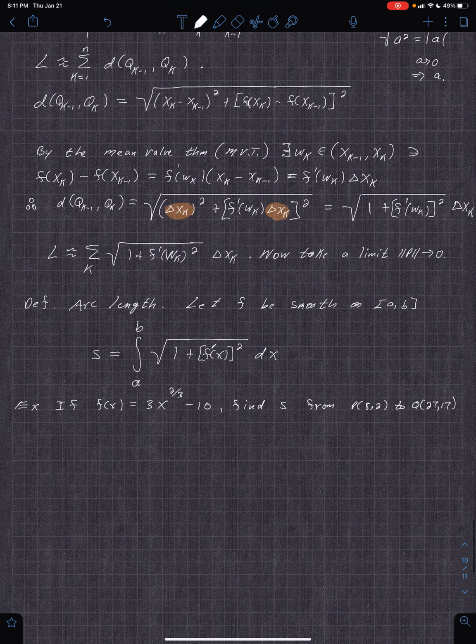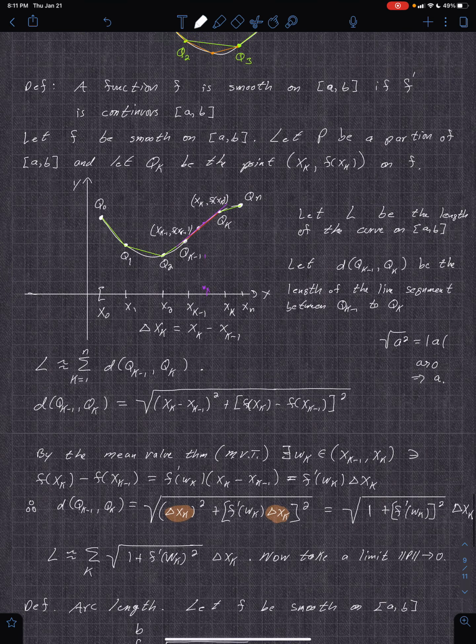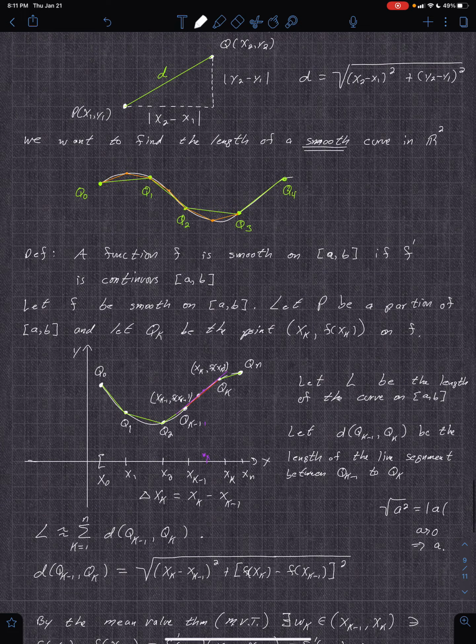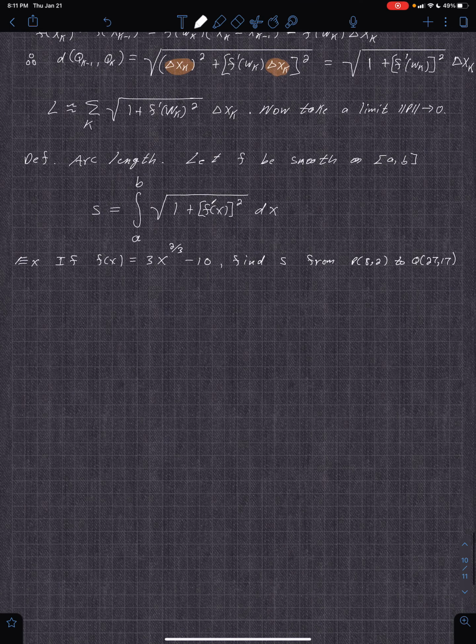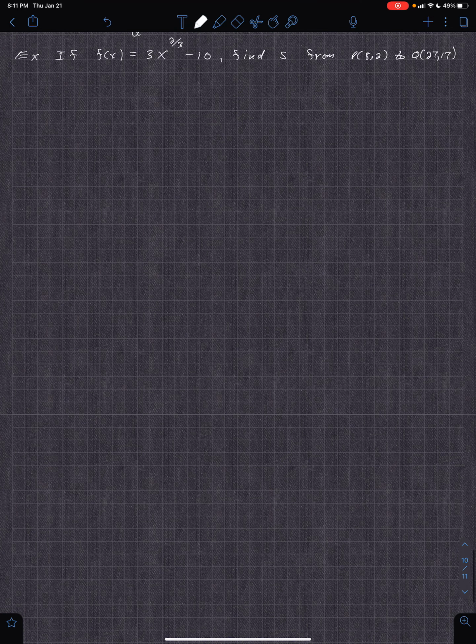Let's look at this example on arc length. We just derived, or the previous video derives, the formula for arc length in 6.3. If f of x is equal to 3x to the 2/3 minus 10, find s, or arc length, from 8 to 27. You may want to check that these points are on the curve, but essentially you're saying x is 8 and x is 27.